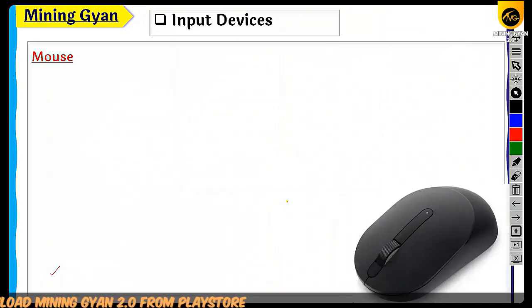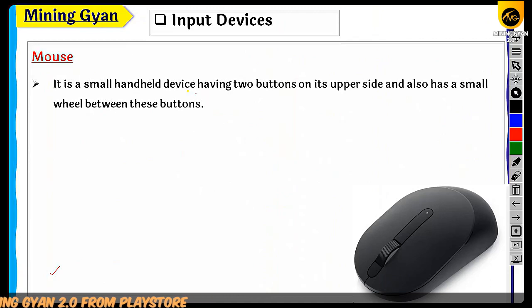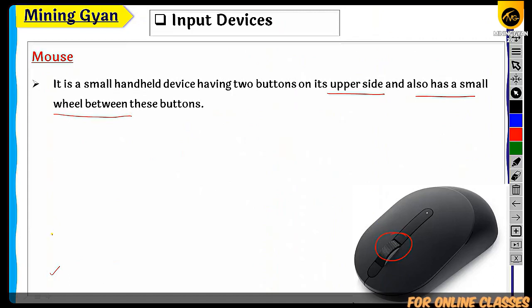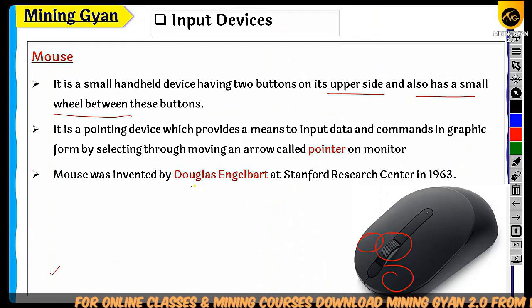Among input devices, the second is the mouse. It is a small handheld device having two buttons on its upper side and also a small wheel between these buttons. You can see that this is the small wheel between the buttons. This one is the right click and left click. So it is a pointing device.